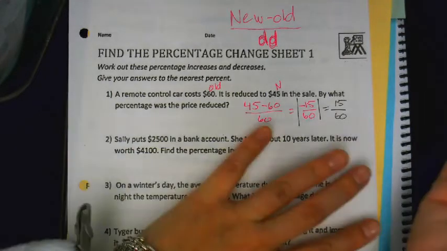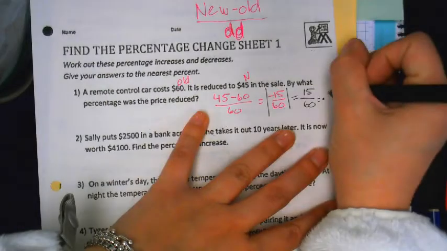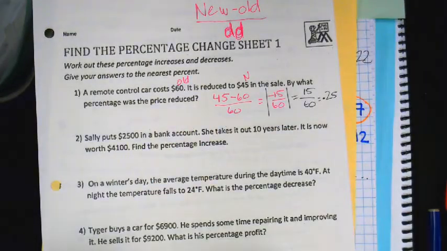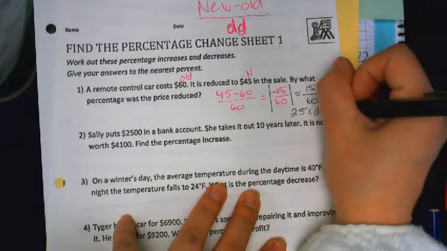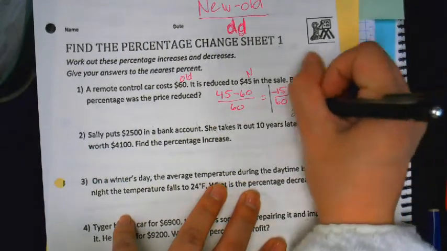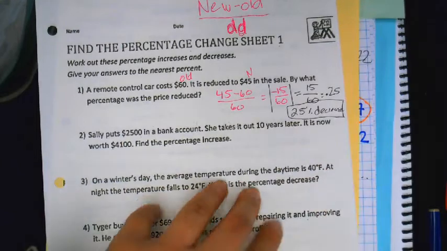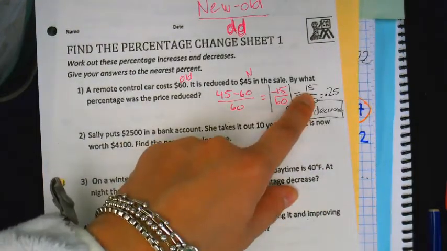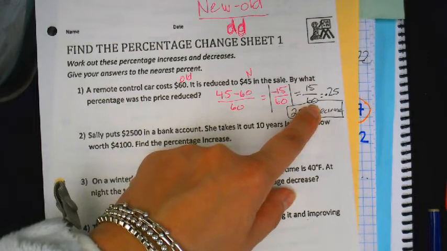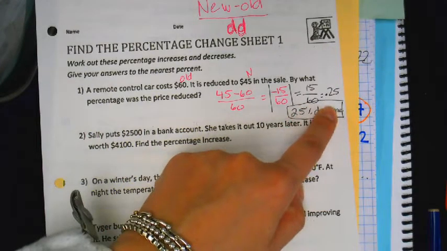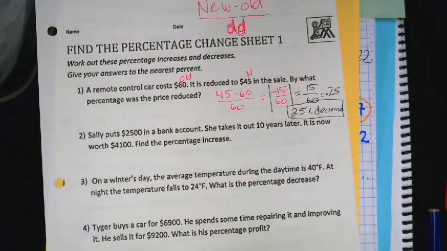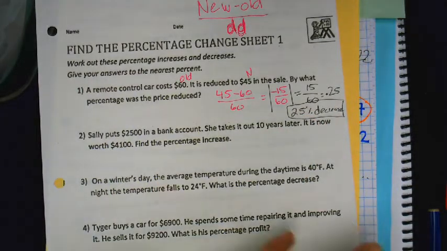Yep. 0.25, which is what percent? 25. Decrease. You divide the top number first, divided by the bottom number after you subtract. 15 divided by 60 equals, you get 0.25, move it twice, 25%. Are we okay? Okay. All right, try it out.